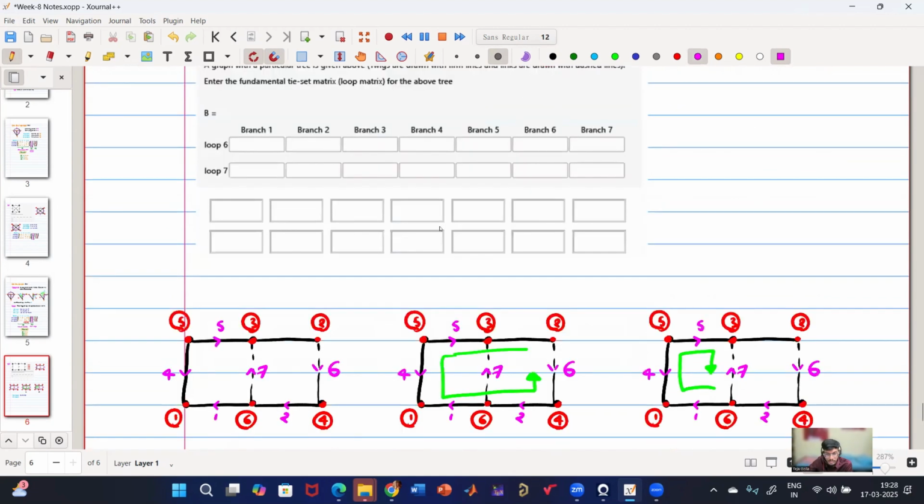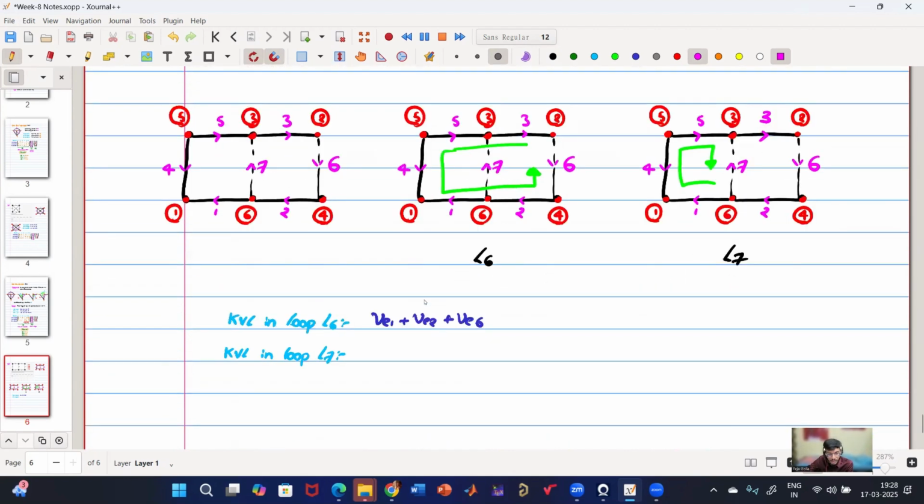So this is 3. Yeah, sorry. Now tell me. Plus VE3, okay, very good. Plus VE5, okay, very good. Minus VE4 is equal to 0. Yeah, very good. So now maybe who is there? Parvatam or Nandini? Can you tell what will be the KVL in loop 7? Sorry, loop 7, because we have already done 6.